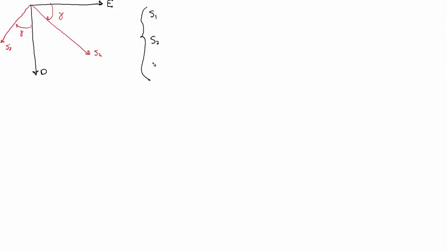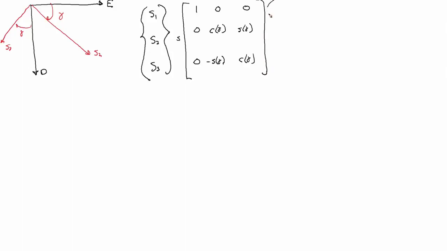Okay, so again, here we're looking at north, so we have east and down. We have S2 and S3, and this is the angle gamma. Again, I'll skip the step of writing the equations out. We have S1, S2, S3. I'll just write them in matrix form. 1, 0, 0, 0, cosine gamma, sine gamma, 0, minus sine gamma, cosine gamma. North, east, down.